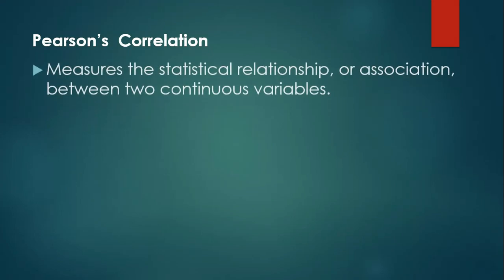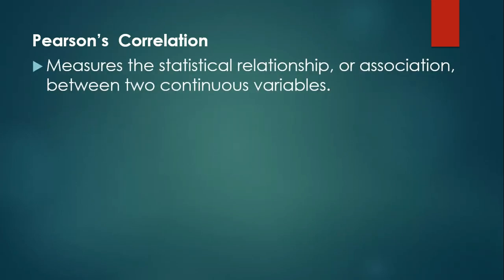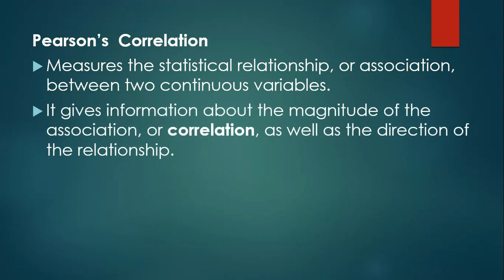Next parametric test is Pearson's correlation. Pearson's correlation coefficient is the test statistic that measures the statistical relationship or association between two continuous variables. It gives information about the magnitude of the association or correlation as well as direction of the relationship.